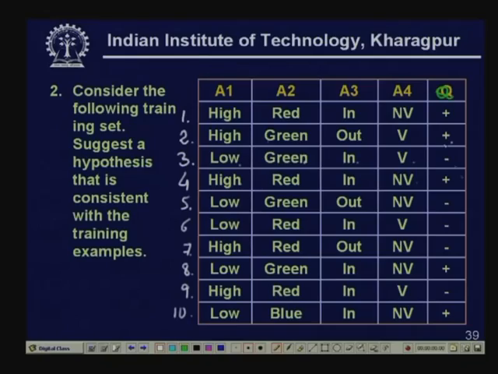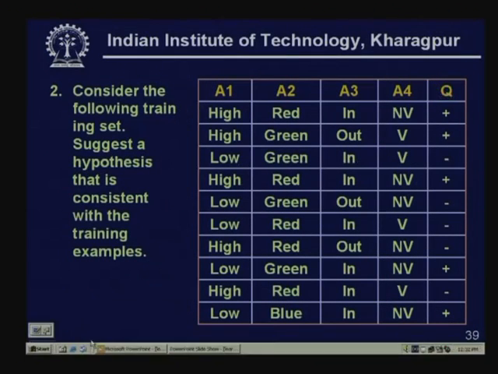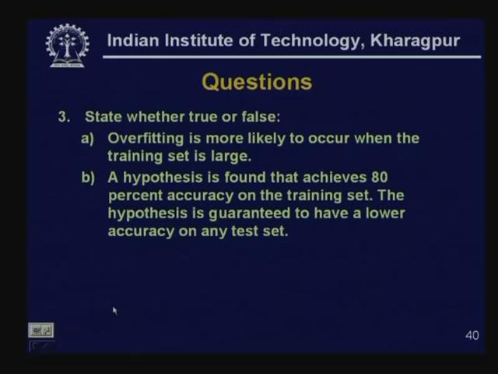So, your exercise would be, given these training examples, find some competing hypotheses and choose one hypothesis. Then last question, question 3, you state whether true or false.